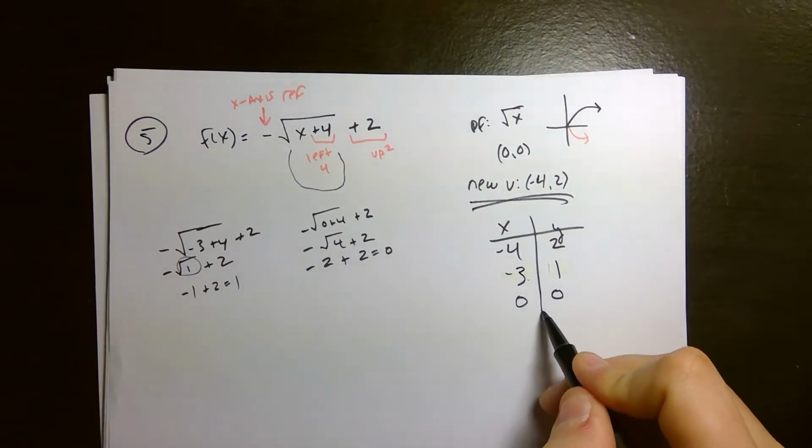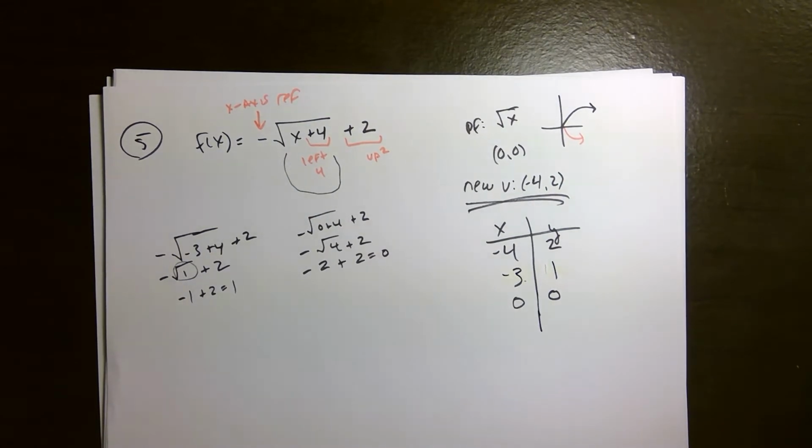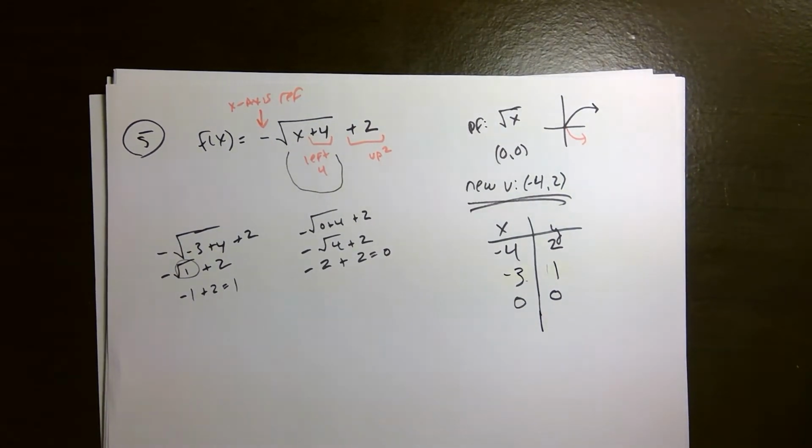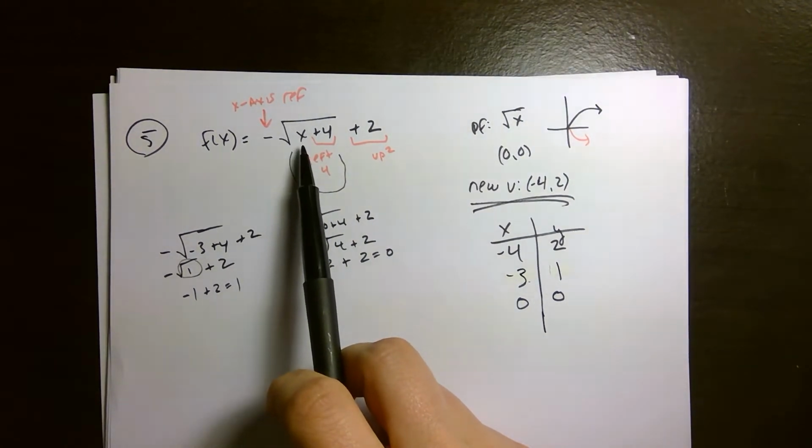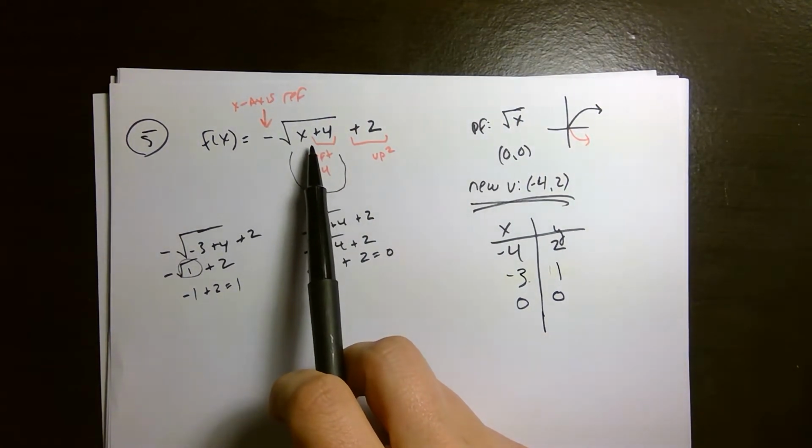Okay, so I would also like to have one extra point just to make sure that I have a good idea of what this is going to look like. Logically speaking, I would want to choose a 1 next. But if I put a 1 here, that gives me the square root of 5. I don't know it. If I choose a 2, that would give me the square root of 6. I don't know that. If I were to choose a 3, that would give me the square root of 7. I don't know that.